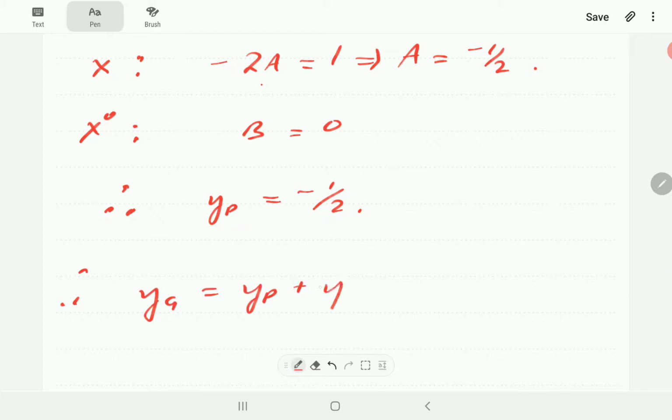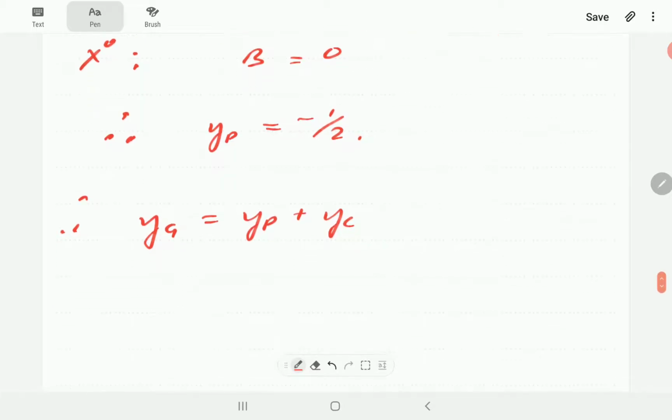Then from this, we can write the general solution. It's going to be yp plus yc. So yc, remember, is k1e to the x squared, and then yp is negative 1/2.